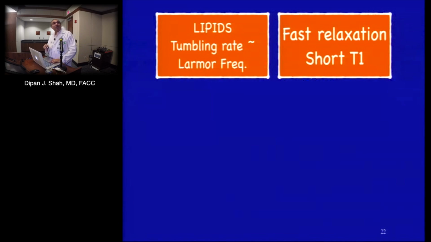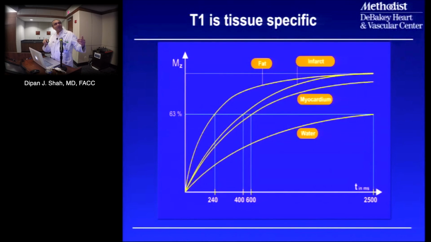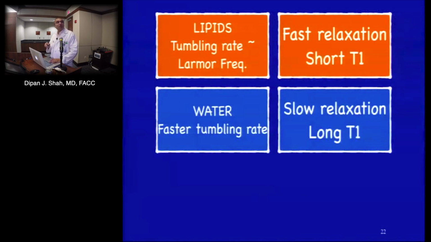Okay, now, so again, the range of T1 values are different. So for lipids that have a tumbling rate which is similar to the Larmor frequency, you have fairly fast relaxation, and therefore the T1 time is short. So again, if I go back here, fat recovers very fast, so the amount of time it takes for it to get back to 63% is very little. So it's on the order of a couple hundred milliseconds, compared to something like water, which has a faster tumbling rate and therefore slower relaxation, and therefore will have a long T1 time.